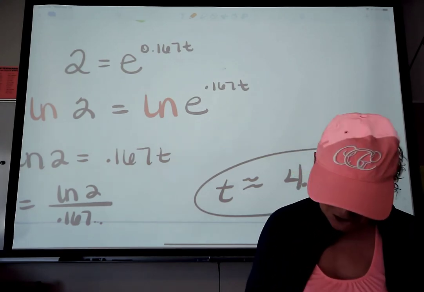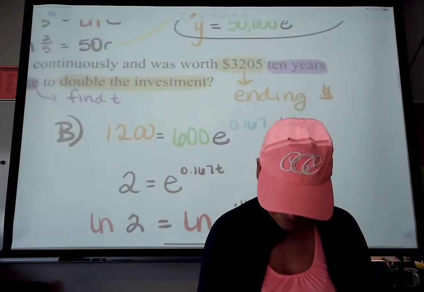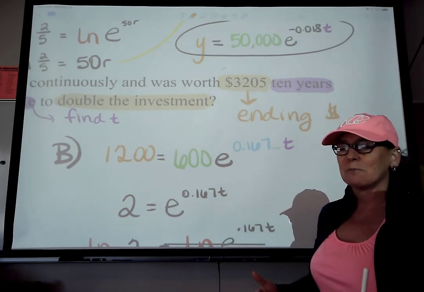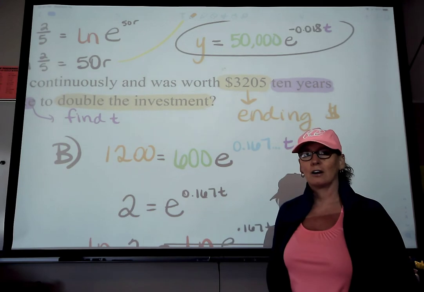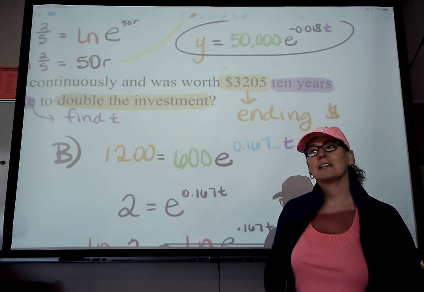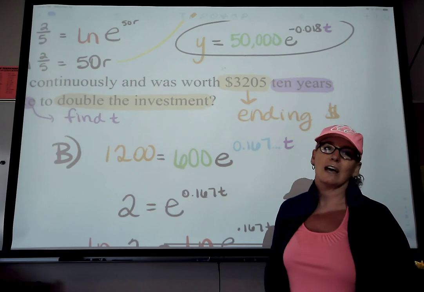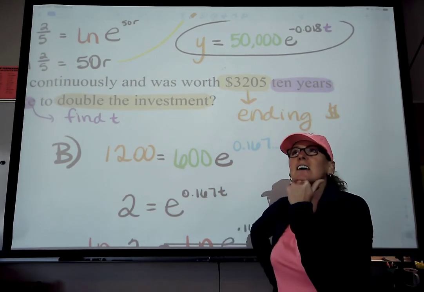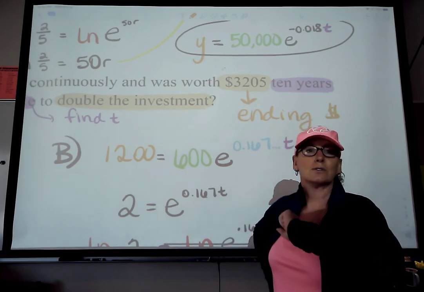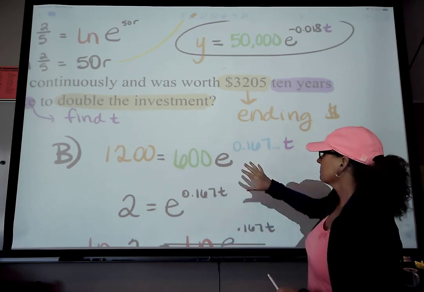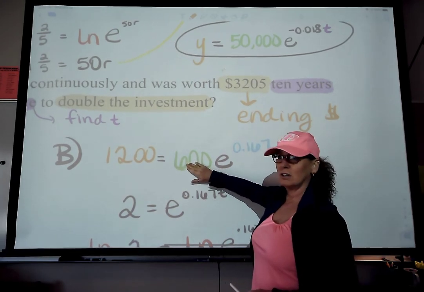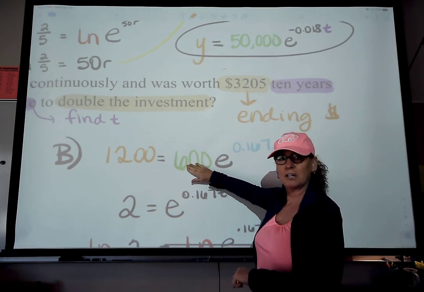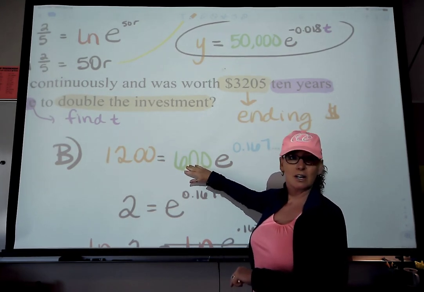Now I want to point something out to you. This is really cool. It took 4.1 years for our investment to double. What if I had invested more? Do you think it would take longer to double or less time to double? Let's say I invested, instead of $600, let's say I invested $2,000. Do you think it took longer than 4.1 years or less than 4.1 years to double? Or the same amount of time?